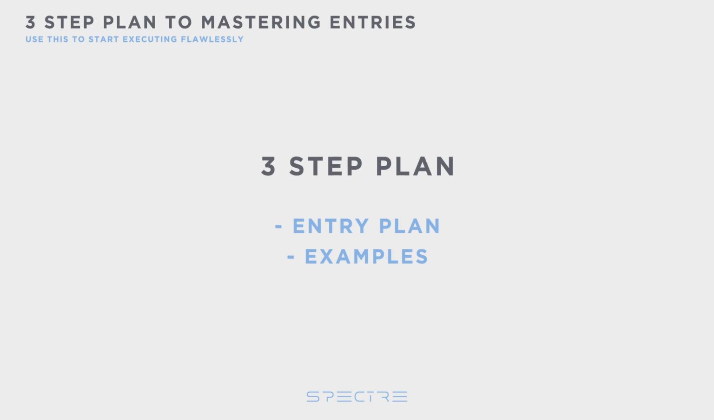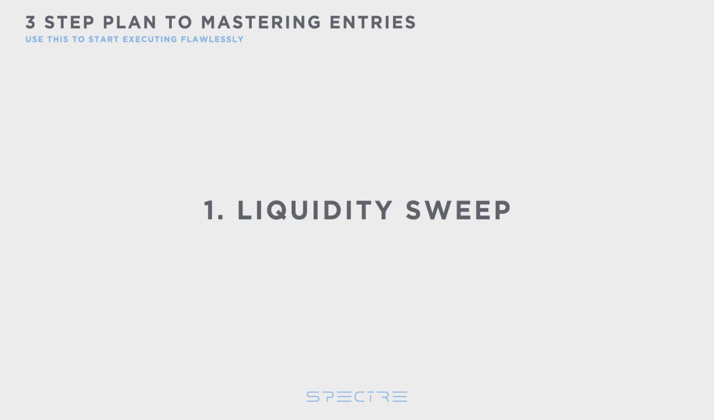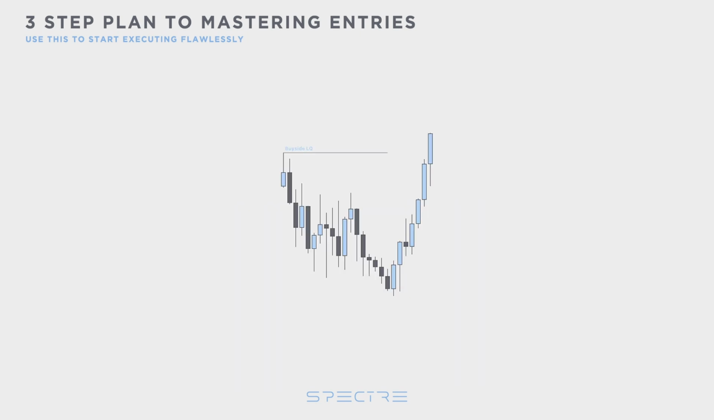This is a simple 3-step plan to master your entries. Let's get started. Your first step will be a liquidity sweep. You want to see some sort of a sweep because this shows institutions accumulating their positions by pairing up their orders with the liquidity they have swept. In this example, price has swept buy-side liquidity consisting of stop losses and buy stops.